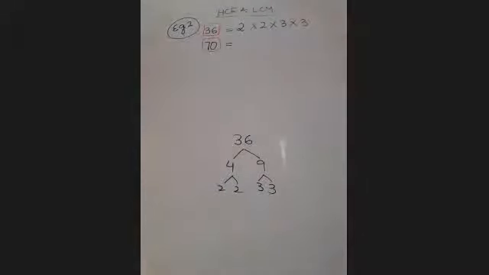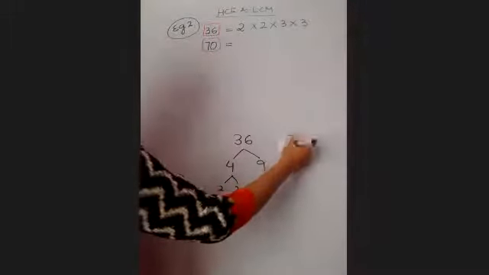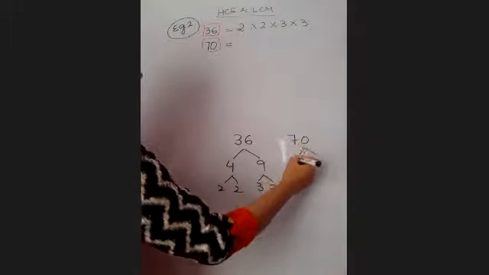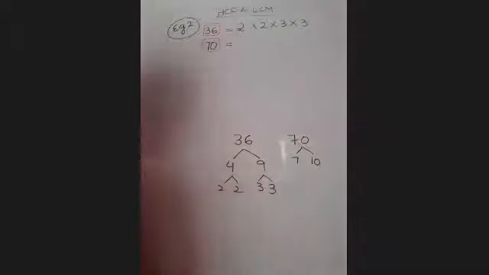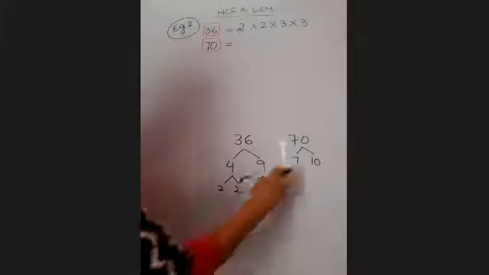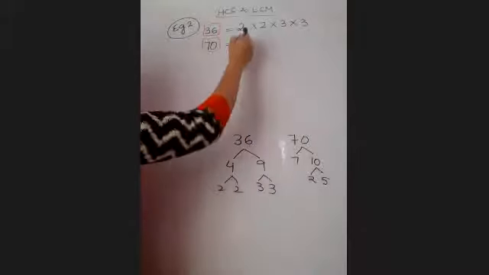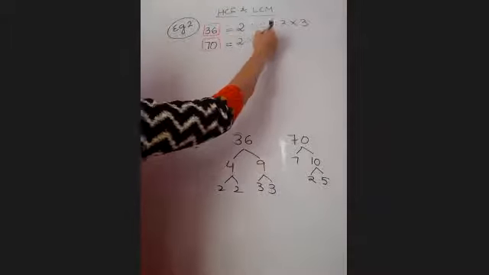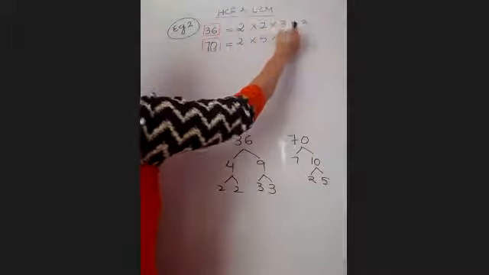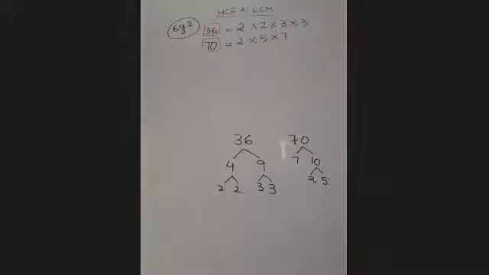Okay, 70. Children, how do we factorize 70? 35 and 2. 2 into 5 into 7. So anything which is common in both the tables? 2.